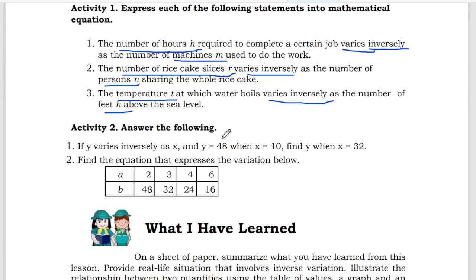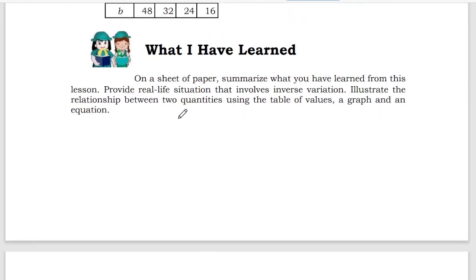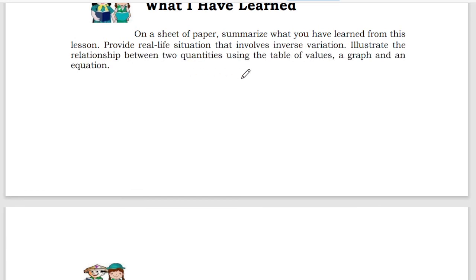Then number 2, you are going to answer the following. Number 1, the given is from activity 2. Again, the statement is X varies inversely as Y, Y varies inversely as X. So write the equation first, then replace the values of Y and X and solve for K before you solve for Y. The same process applies to number 2.